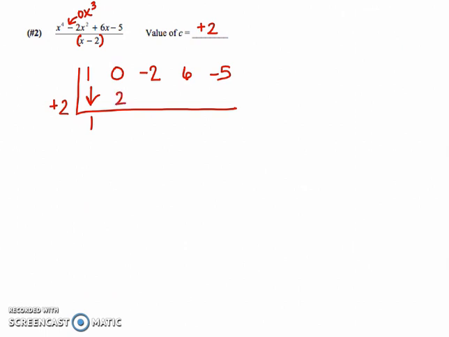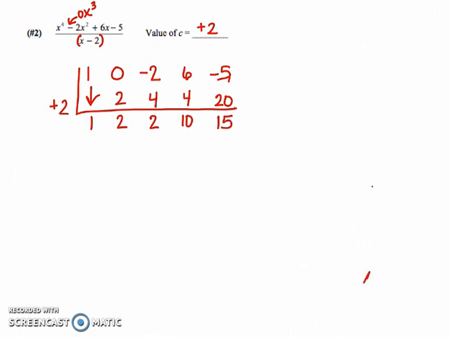2 times 1 is 2. 0 plus 2 is 2. 2 times 2 is 4. -2 plus 4 is 2. 2 times 2 is 4. 6 plus 4 is 10. 2 times 10 is 20. And -5 plus 20 is +15.